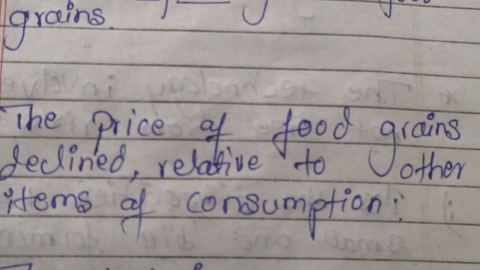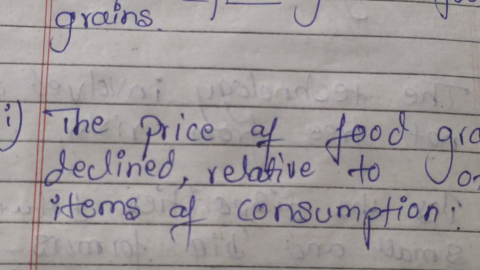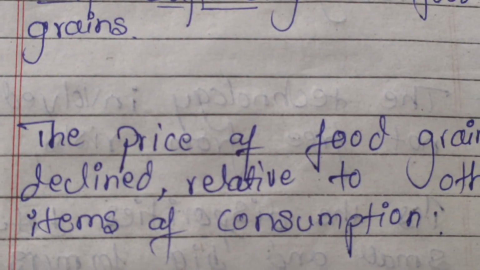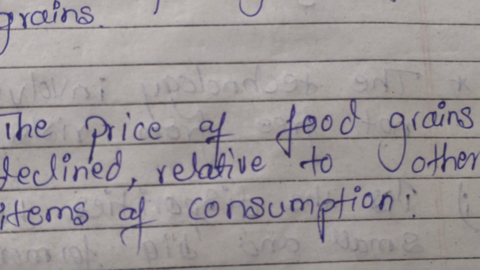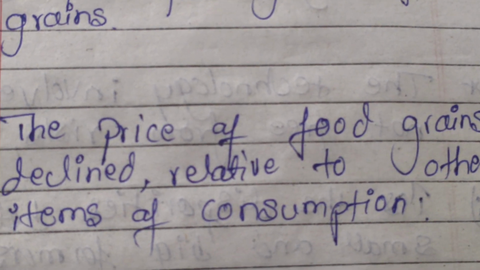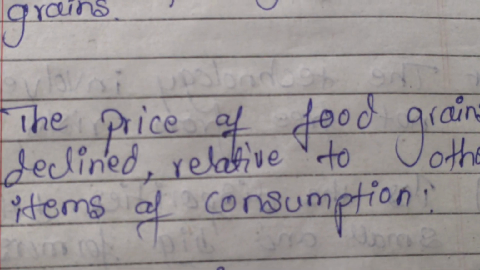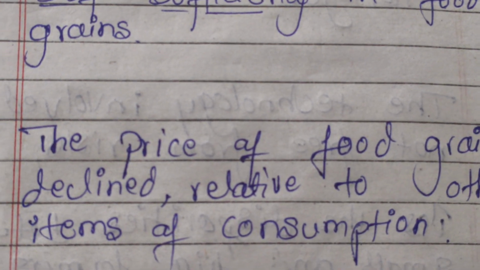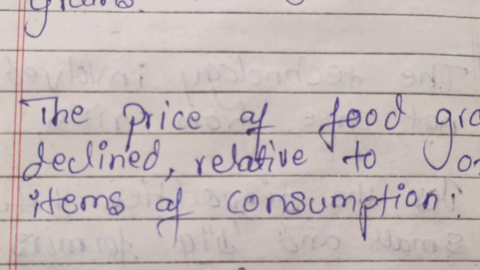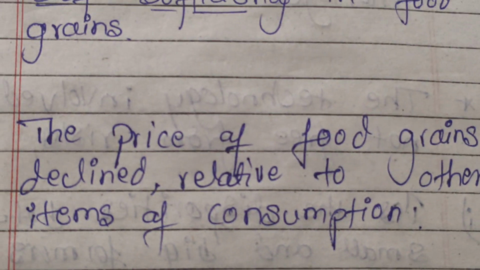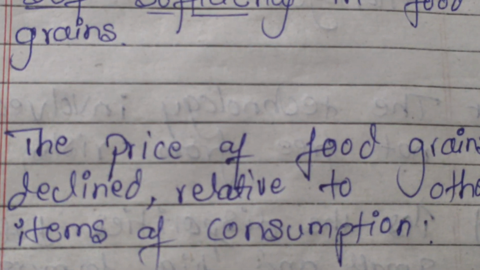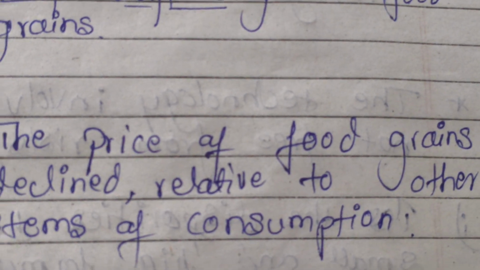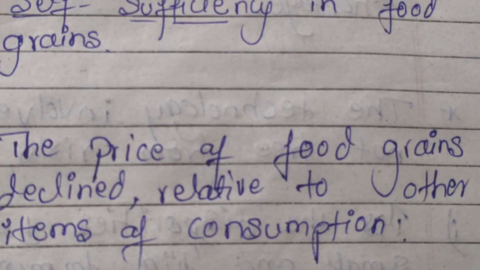The second one is that the prices of food grains declined. After introducing the green revolution, food production increased. Food production is related to the green revolution. After achieving that, food production increased, so prices declined, including relative to other items of consumption. So prices of food grains declined, also relative to the other items of consumption.